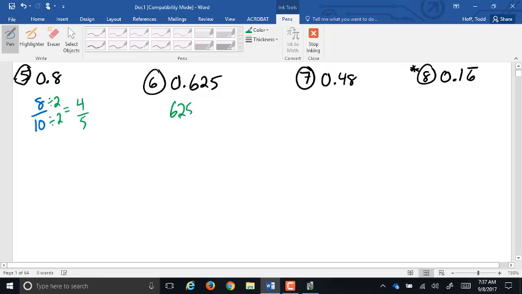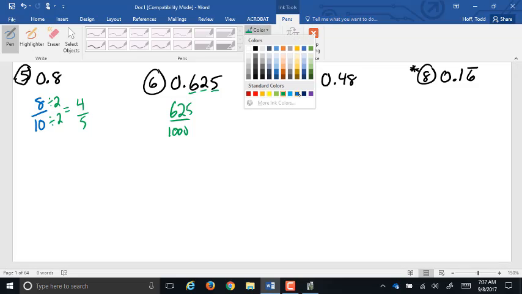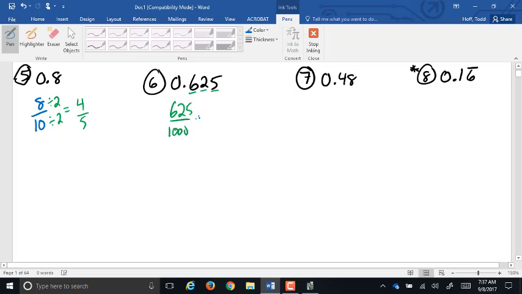0.625 is 625 over 1,000. Good. That's the tenths, hundredths, and thousandths. 3 decimal places, so there's 3 zeros in our denominator. Both of those can be divided by 125, giving us 5/8.